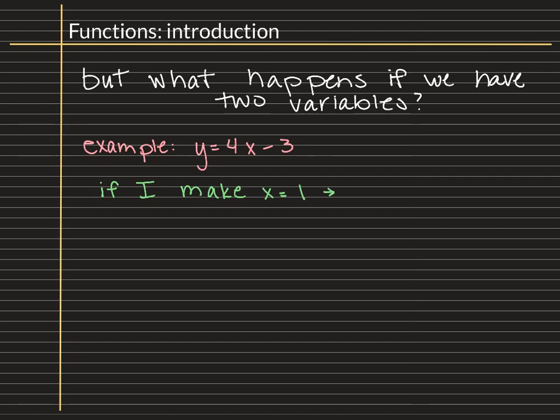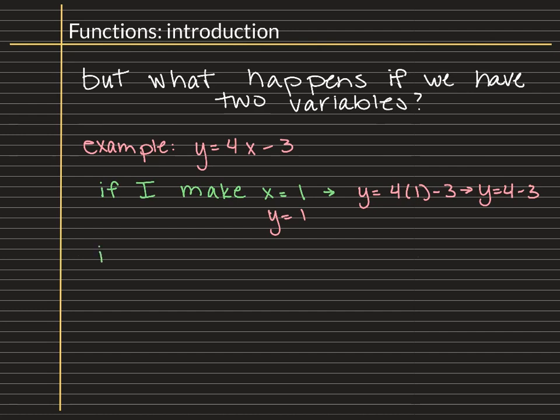Well, if I plug 1 into my equation, I end up with y equals 4 times 1 minus 3. And I can go ahead and start simplifying that. y is equal to 4 minus 3, because 4 times 1 is 4. And 4 minus 3 leaves me with y equals 1. So if x equals 1, then y equals 1.